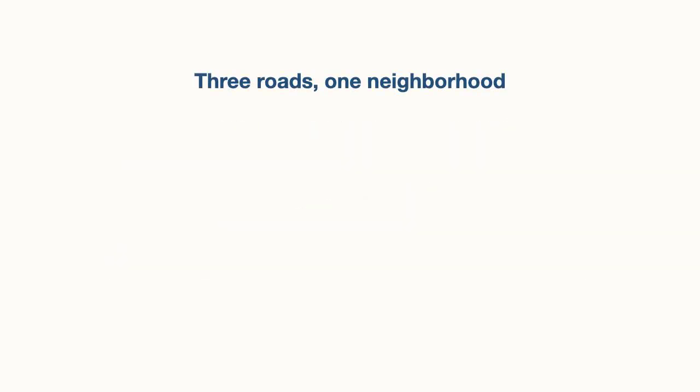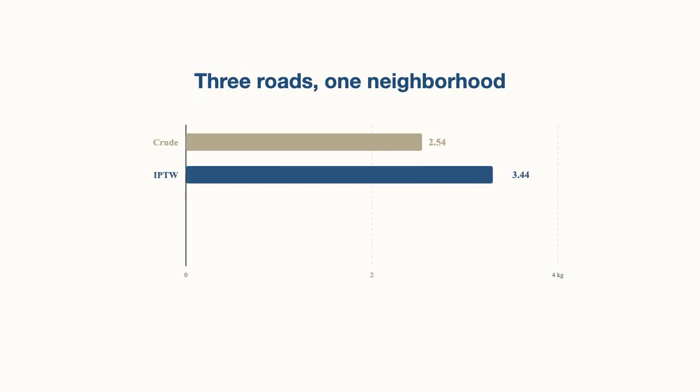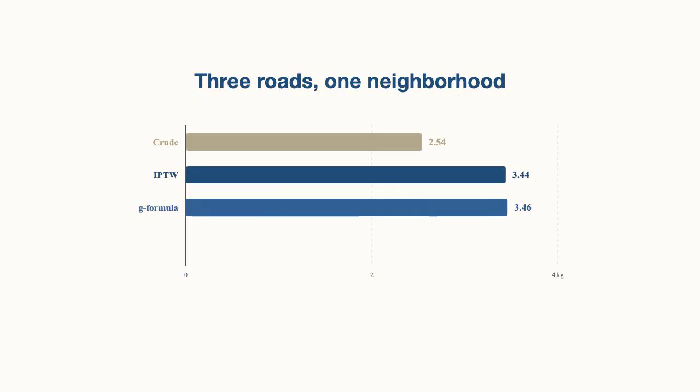Now the cross-check lesson 11 promised. The G formula models the outcome instead of the treatment, a completely different set of assumptions. It predicts everyone's weight change under quitting and under not, and averages. It lands at 3.46, right next to IPTW's 3.44. Two estimators that fail in different ways agree.